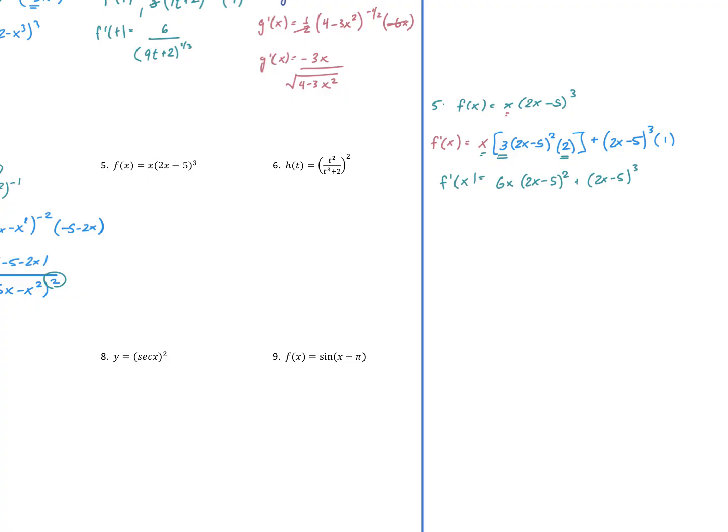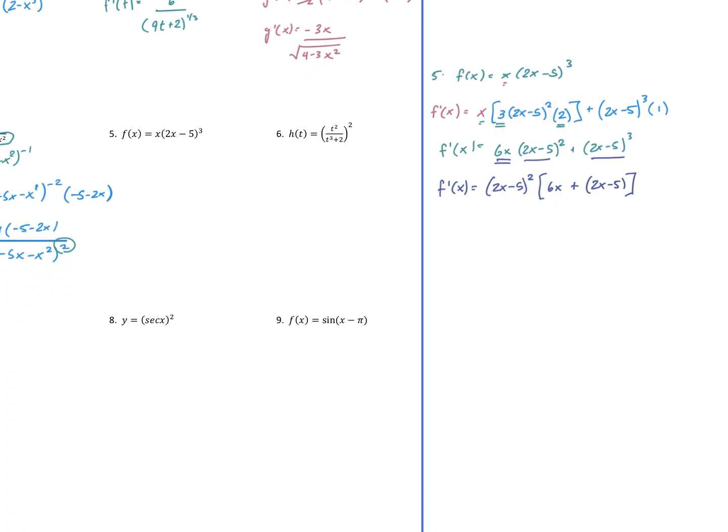You definitely do not have to factor out a 2x minus 5, but if you did, let me show you how to do it, just in case it ever was a multiple choice question. So this is common to both of them. In fact, there's 2 common to both of them. So we can take out 2x minus 5 squared and then times what you're left with. We're left with 6x plus 2x minus 5, like that. And I could combine like terms to get 2x minus 5 squared, and then 8x minus 5.